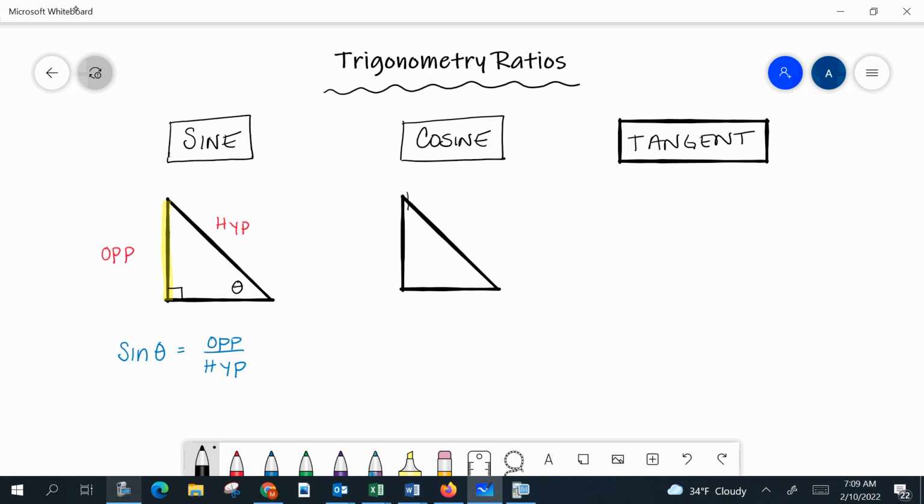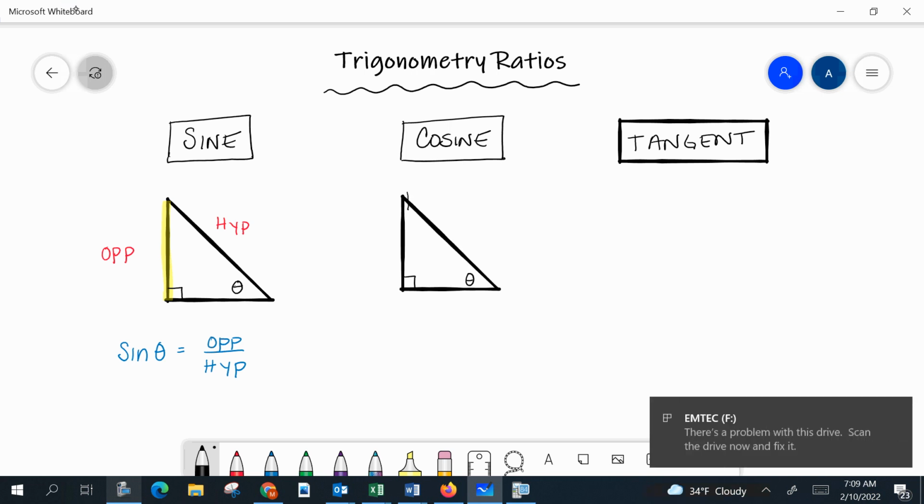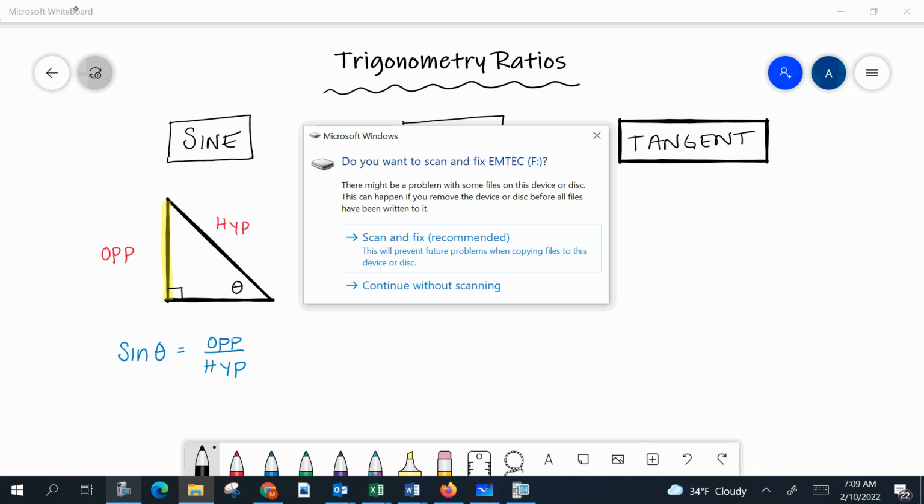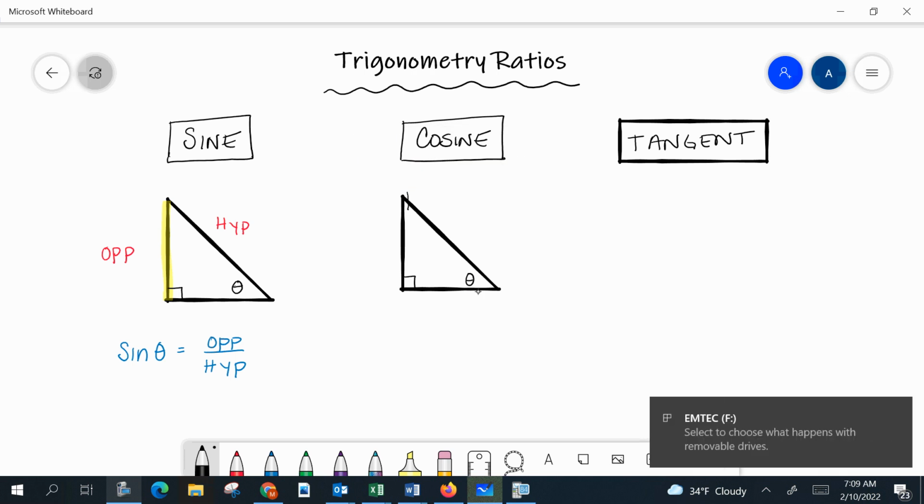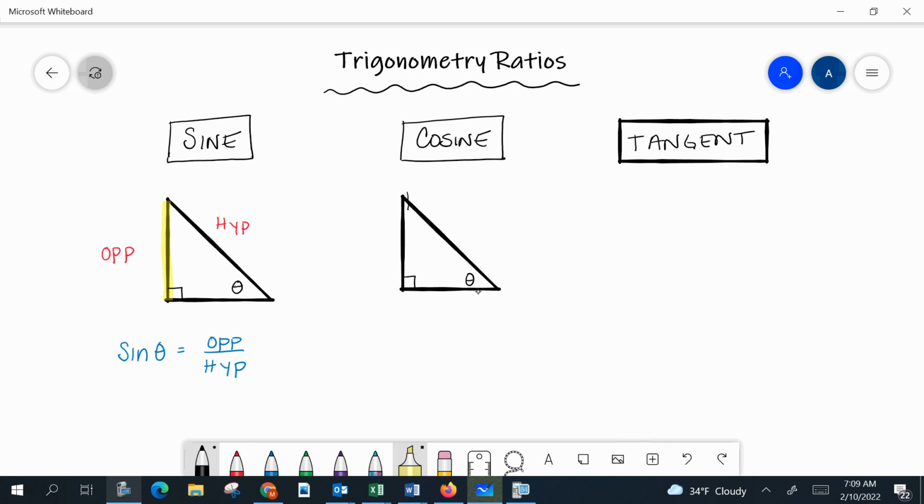So cosine, if we again denote this to be theta. Now, I need you to understand that it doesn't really matter which acute angle you label theta. I'm just trying to be consistent. This time for cosine, we use what's called the adjacent side. The adjacent side is the side that helps form this angle theta. The opposite would be right here, this is the adjacent side, but the hypotenuse, again, is always easy to pick out because it's across from the right angle. And so what we say is that the cosine of the angle equals the adjacent side over the hypotenuse.